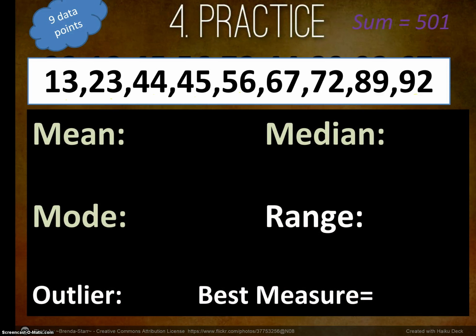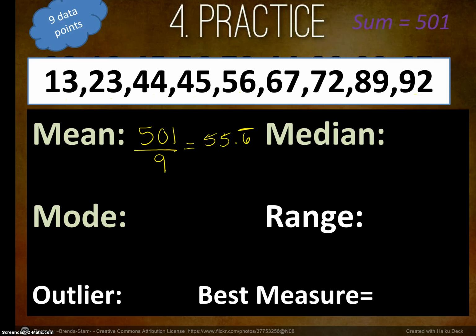So I would like you to pause the video and see if you can work either by yourself or with your neighbor in order to find the mean, median, and mode, which are the measures of central tendency, the range, biggest number minus the smallest number, the outlier, a number way above or below the rest of the data, and the best measure of central tendency. Thanks for pausing.